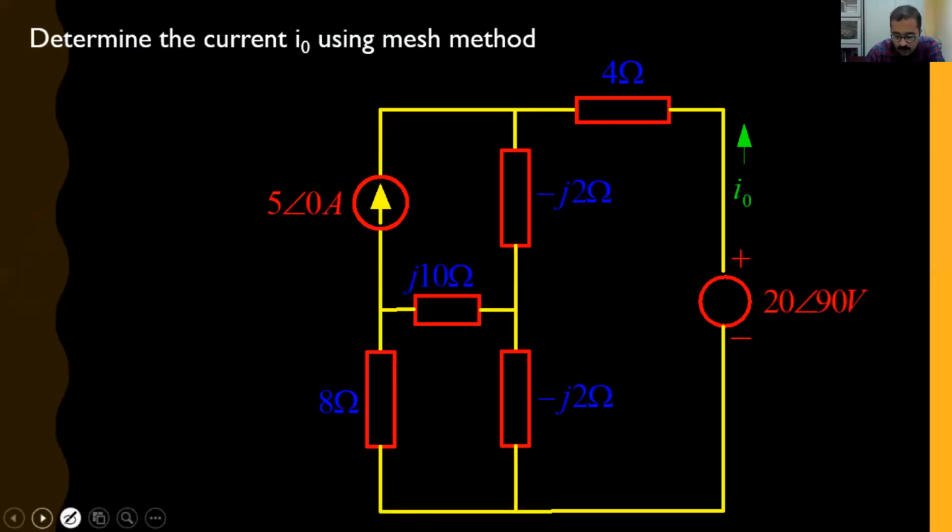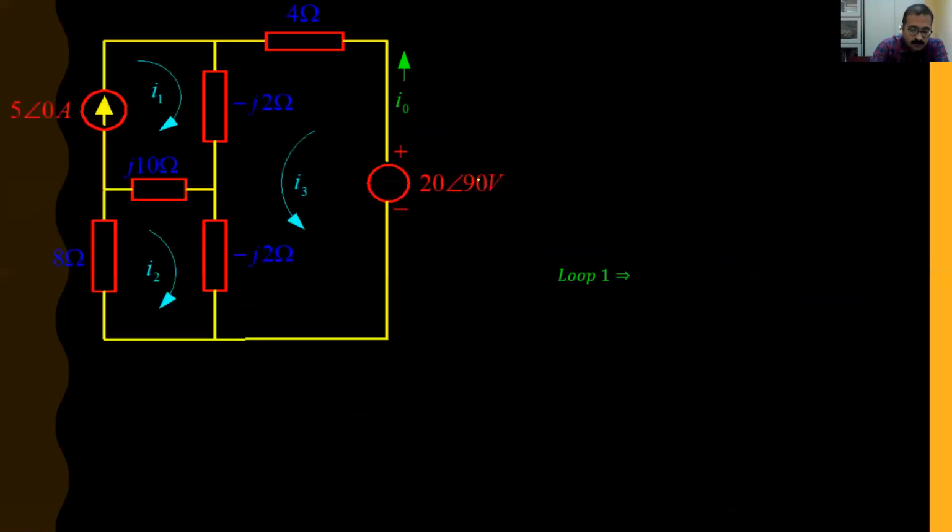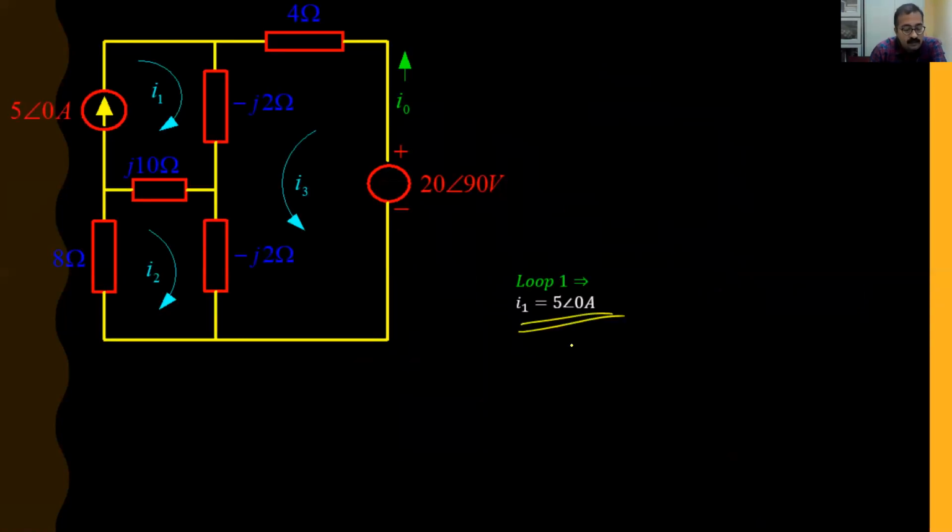Determine the current I0 using mesh method. Where is I0? I0 is this current. Here we have one current source common to one of the loops. It's very simple. 3 loops, so 3 loop currents: 1, 2, 3. So straight away I can write I1 equal to 5 angle 0 ampere. That is what is shown here.